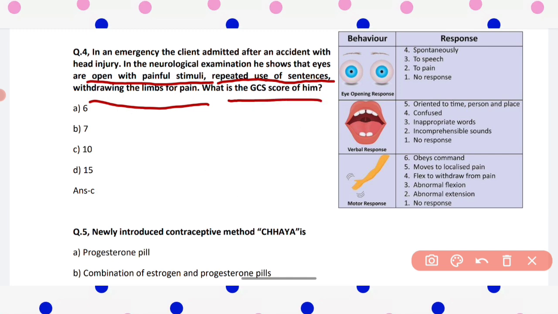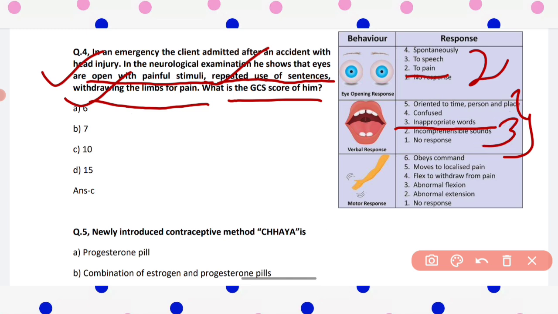So three things they have given very clearly: opening with painful stimuli, repeated use of inappropriate words, withdrawing the limb for pain. If these three things are there, what is the value in the Glasgow Coma Scale? See, you can see here, opening with painful stimuli, to pain is opening, right? So here it is 2. Repeated use of sentences, so repeatedly they are using sentences, but the sentence option is not there. Instead of that, inappropriate words are there. So repeatedly they are using inappropriate words. So here you can go for 3.